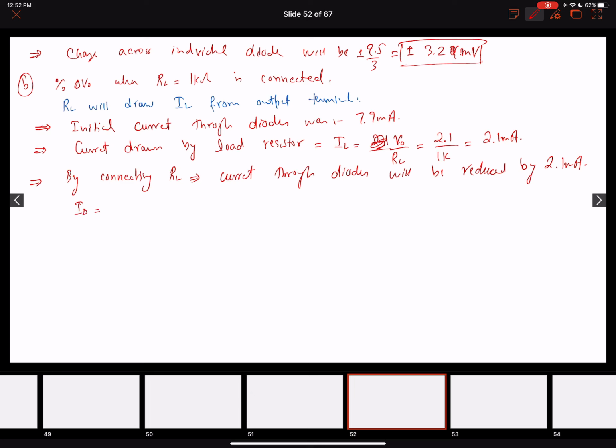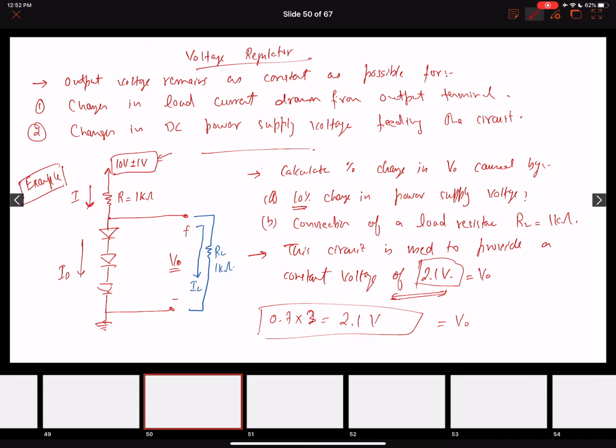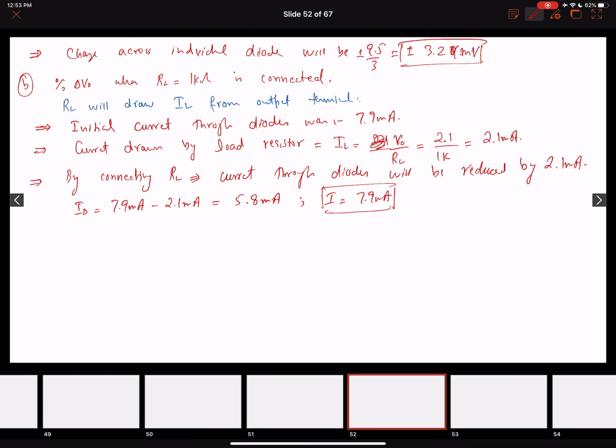So the total diode current now is the initial current of 7.9 milliamperes minus 2.1 milliamperes. The current through the diodes is now 5.8 milliamperes. And the current supplied by the 10 volt supply is 7.9 milliamperes. So now we can see the difference between I and ID, which is why they were labeled separately to solve the second part. In the first part, when we did not have a load resistance, I and ID were the same. However, when we connect the load resistance, the total current I was 7.9 milliamperes, but 2.1 went through the load resistance and the rest went through all the diodes. So the diode current now is 5.8 milliamperes.